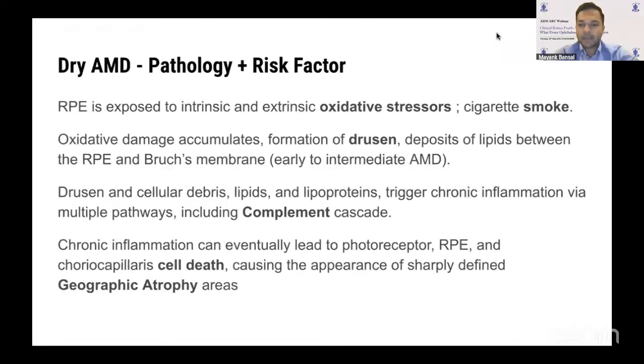So dry AMD, one of the main risk factors is oxidative stress, and cigarette smoking is known to be one of the main risk factors for it. This oxidative damage leads to formation of drusen, which triggers the complement cascade, and then therefore cell death, which eventually leads to geographic atrophy.